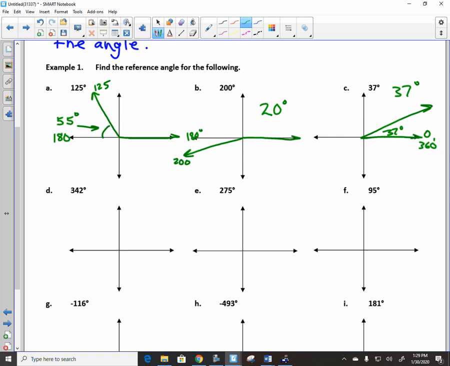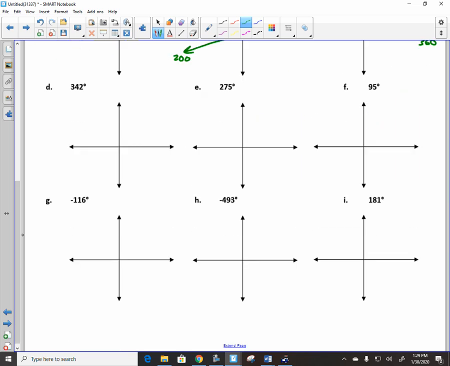Yeah, I would say so. That's a fine way to think of it. Let's look at 342. Which quadrant would 342 be? Fourth quadrant. 342 is in the fourth quadrant. Again, don't think about 270. You always think about the x-axis. Anybody want to think about the angle formed between 360 and 342? 18.